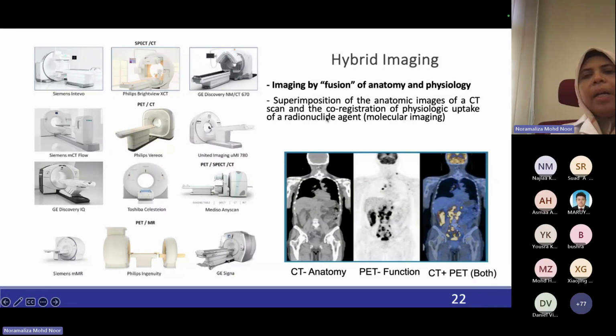Why? Because we want to fuse the image of the anatomy, and also get the information on the physiology. That's why we superimpose the image that we obtain from the CT scan and also PET, to get both CT and PET. However, you have to bear in mind the dose will also be double. The dose to the patient from the CT and also from the PET.